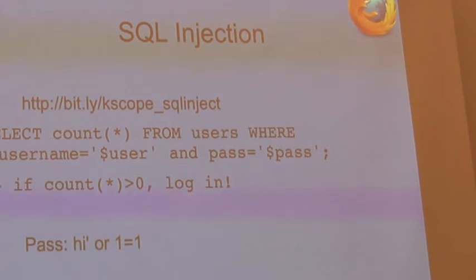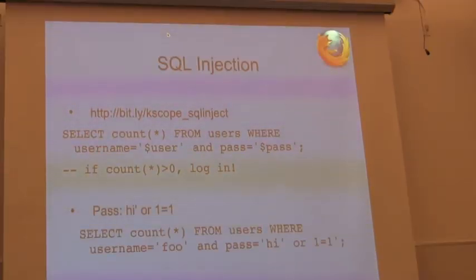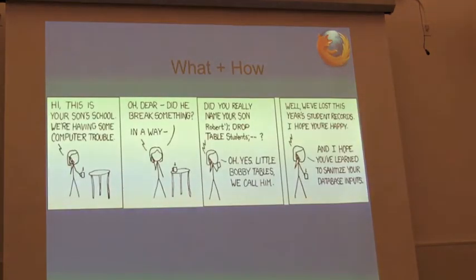So let's say your password is hi quote or 1 equals 1. What happens is you get select count star from users where username equals foo and pass equals, because you have quotes right here, hi or 1 equals 1. Okay, username foo, if that exists, and pass equals hi or 1 equals 1. Well, pass equals hi probably isn't right, but 1 equals 1 is right, so you'll actually be able to get a count if there's a username foo. Very simple example.